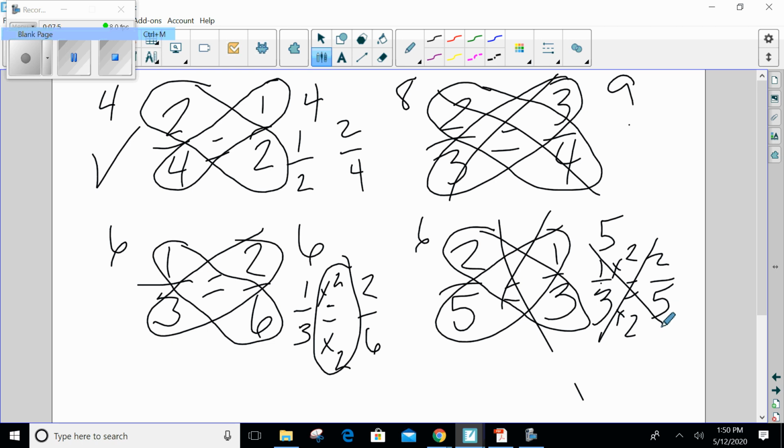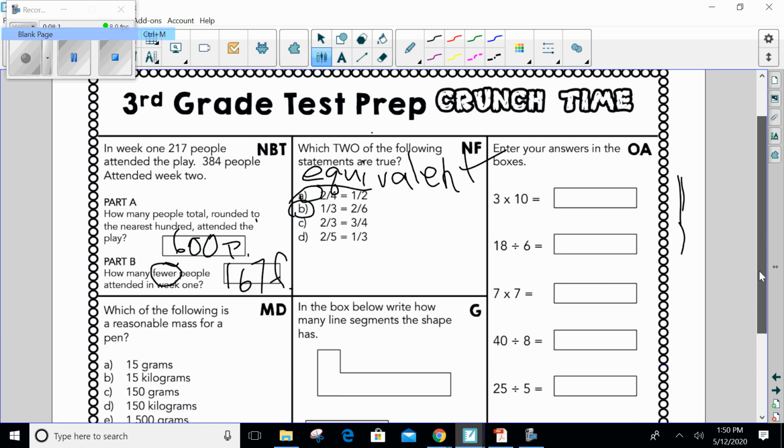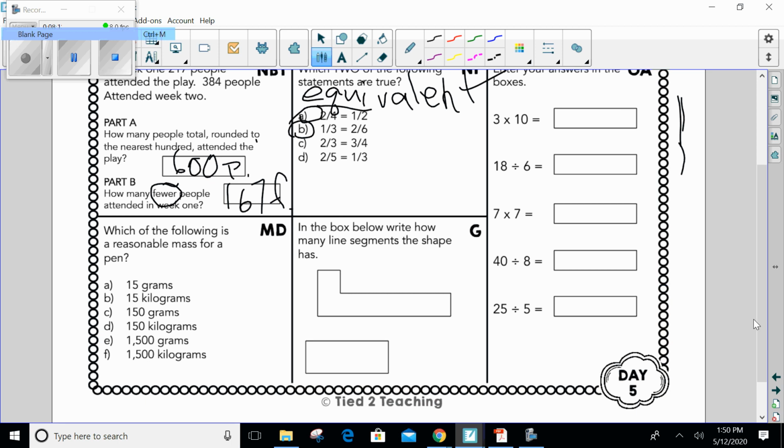It's not equivalent. So 2/4 equals 1/2. 1/3 equals 2/6. All right, I'm going to go back here. So that means my A and B are correct. Let's go to the next one. Which of the following is a reasonable mass for a pen?